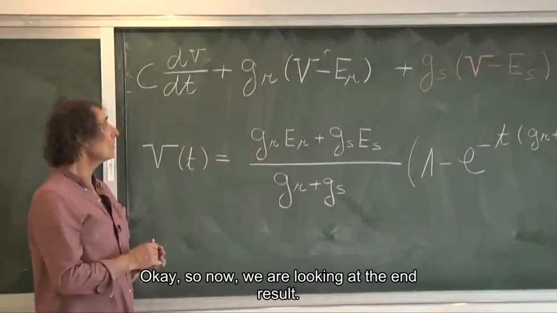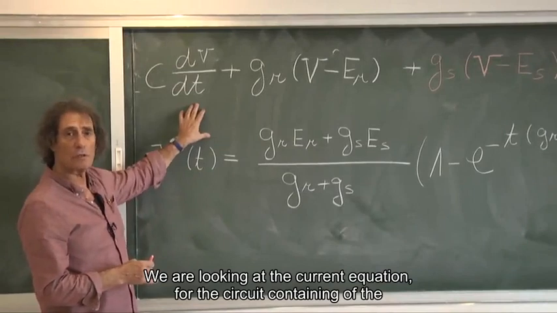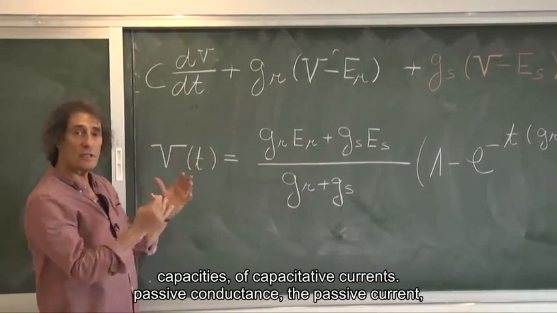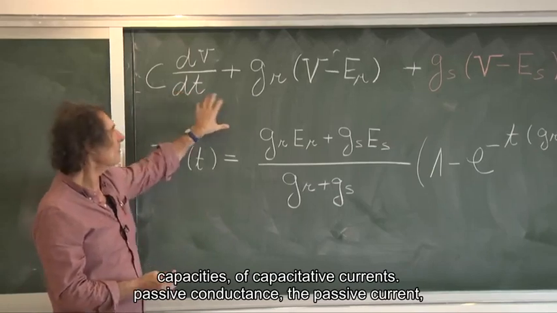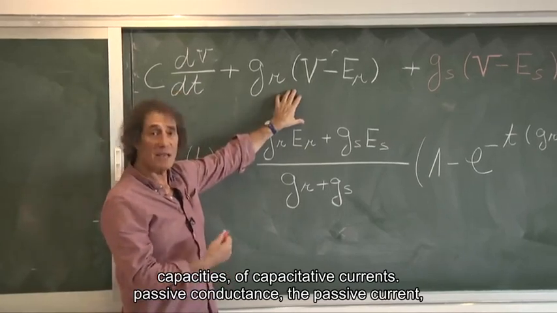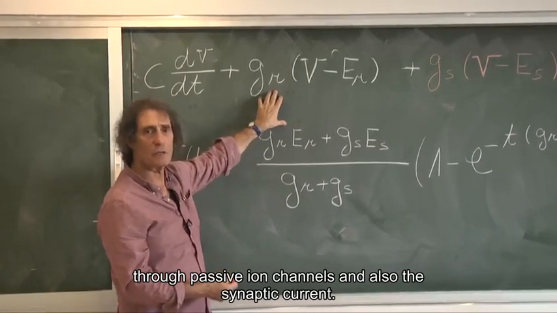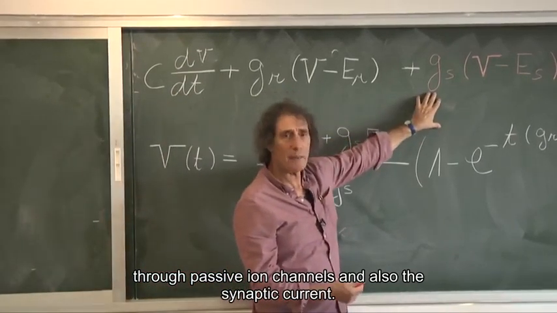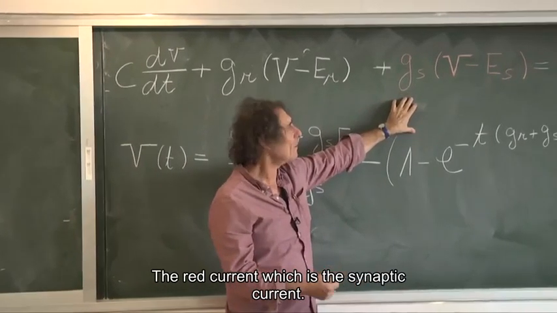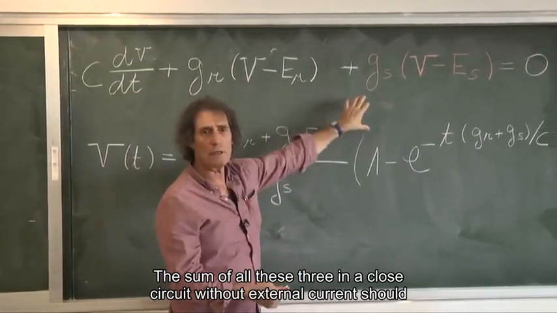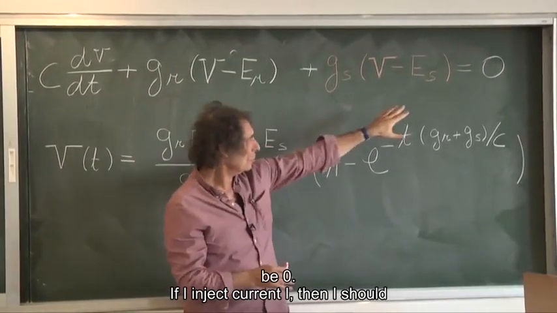Okay, so now we are looking at the end result. We are looking at the current equation for the circuit containing capacitance, the capacitive current, a passive conductance, the current through passive ion channels, and also the synaptic current, the red current. The sum of all these three in a closed circuit without external current should be 0.